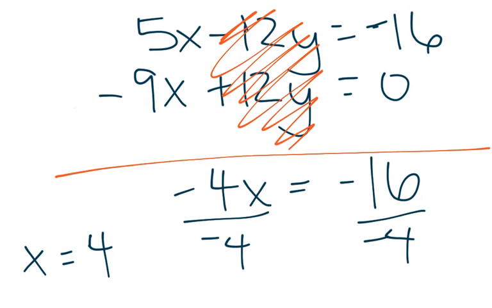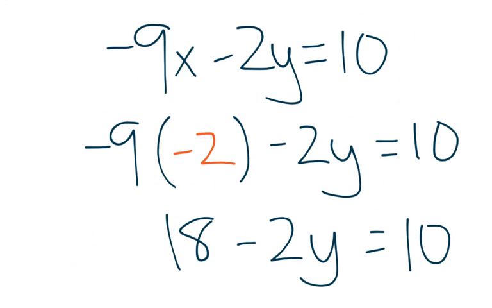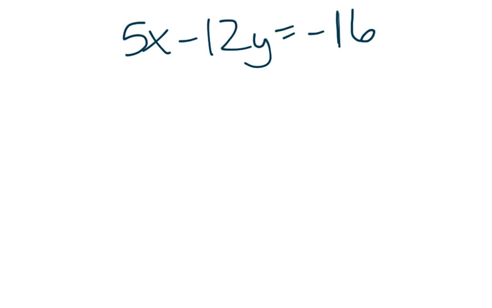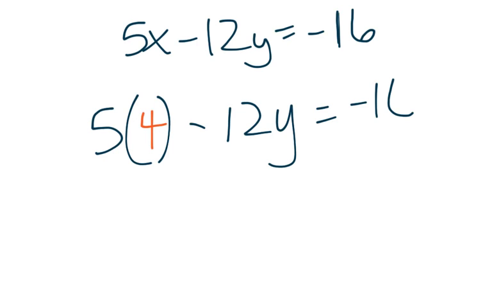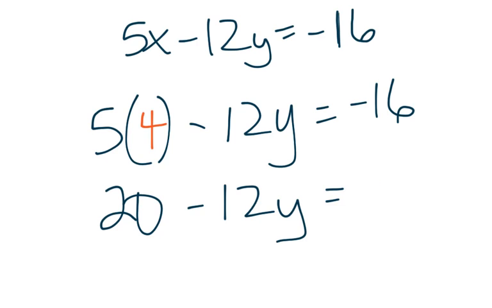So I do already have one of them solved for. X is 4. So let's look back at the original equation and let's see which one will be easier to set up. It doesn't matter. We can just pick the top one. So we're going to plug in positive 4 for x. I rewrote the original equation, and now I'm going to put a 4 in for x. Well, 5 times 4 is just 20. So I'm going to get 20 minus 12y equals negative 16.